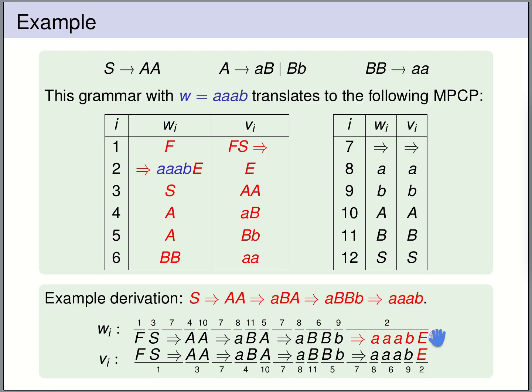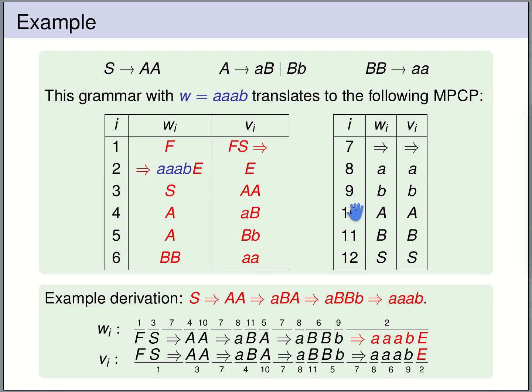And now the top row reads the same as the bottom row. So we have found the solution for our modified PCP. And in general, if we use this translation from grammars to the modified PCP, then it will always hold that the modified PCP has a solution if and only if the word that we put here in the pair 2 is generated by the grammar.